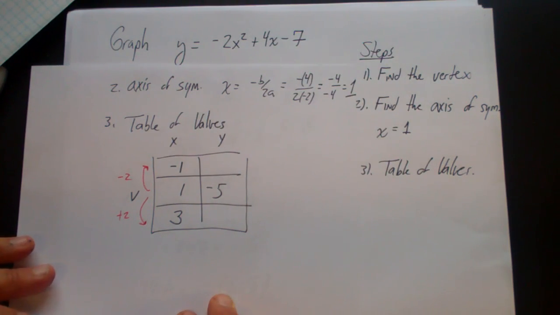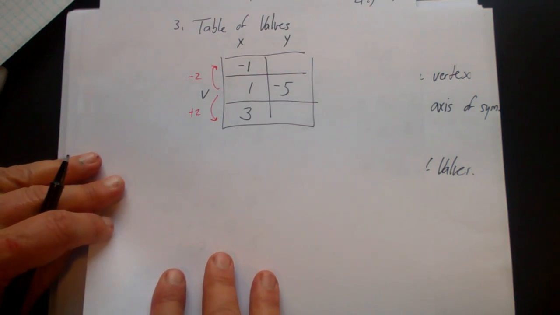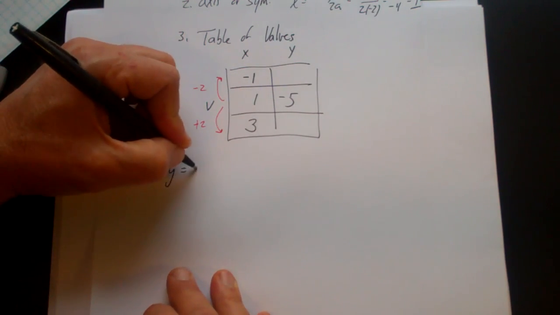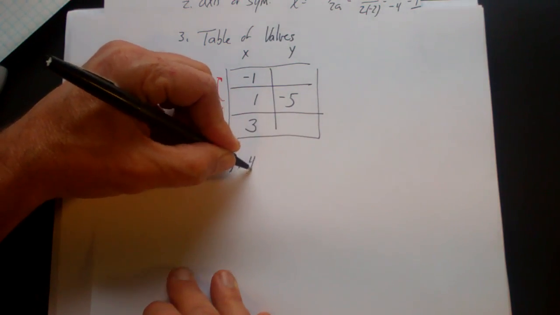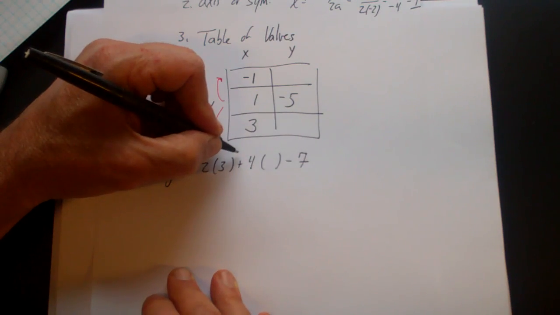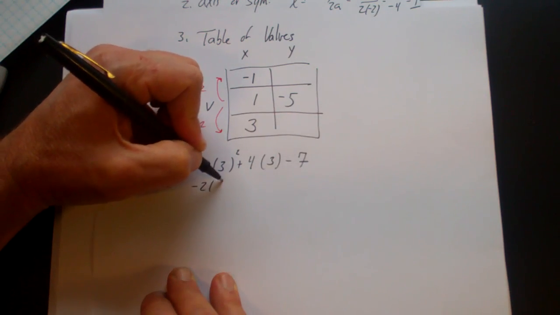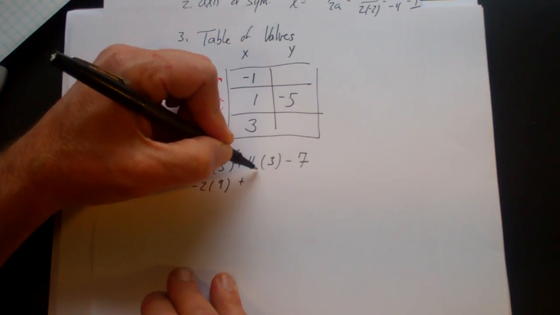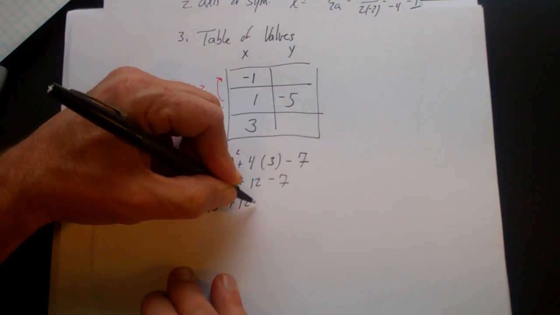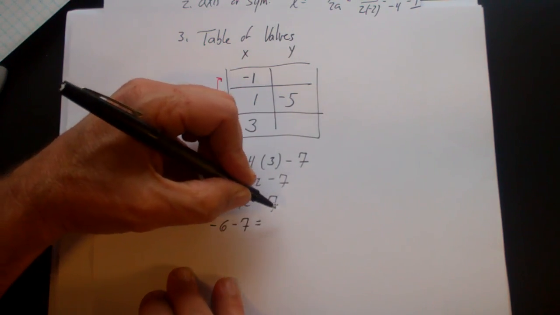And now I just plug in. I have the original problem, which is y is equal to minus 2x squared plus 4x minus 7. And here I'm going to plug in a 3. I get 3 squared is 9, so that's minus 2 times 9 plus 4 times 3 is 12 minus 7. So that's minus 18 plus 12 minus 7, which is minus 6 minus 7, which is minus 13.